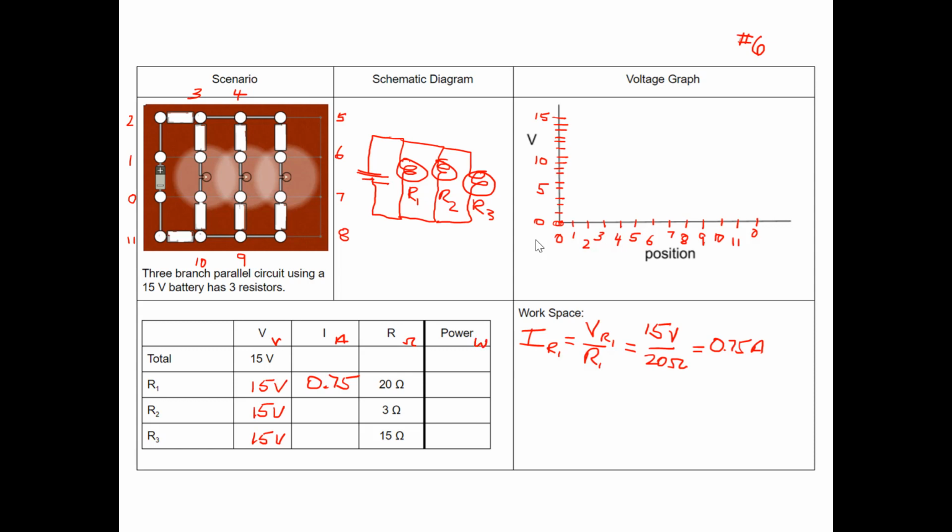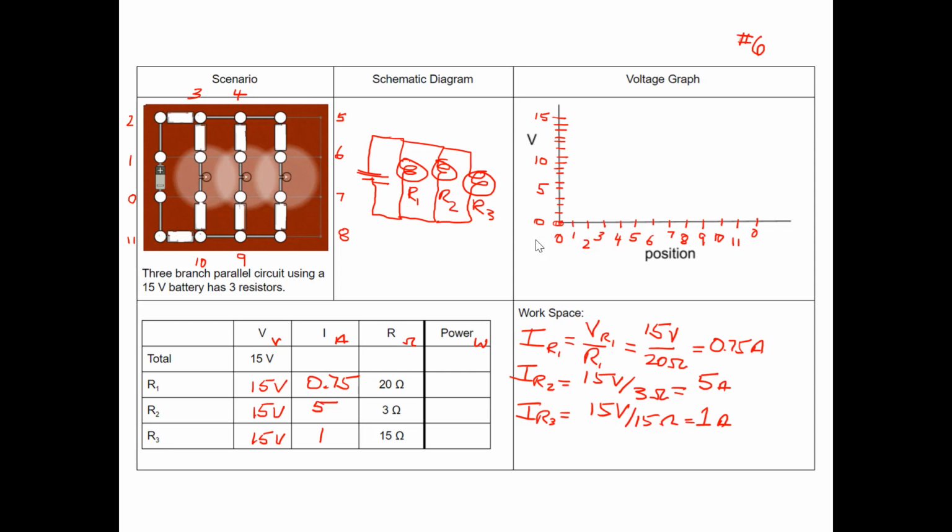Okay, let's do the same for our current through R2. It's 15 volts divided by 3 ohms. 15 divided by 3 is 5 amps. So we know this value is 5 amps. And our last value, the current through R3, is 15 volts divided by 15 ohms, which equals 1 amp. So I have 1 amp here.